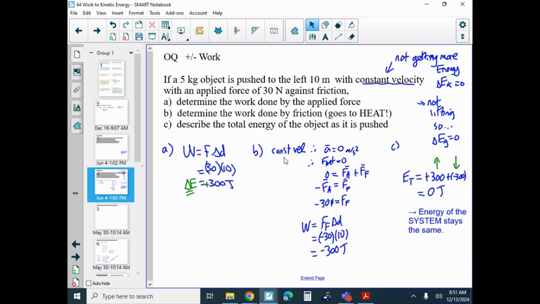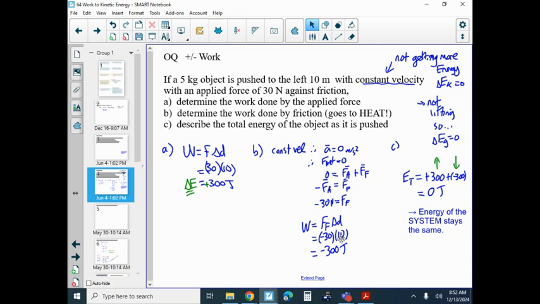And since we're at constant velocity, we know the acceleration is 0, and the net force is 0, and so on. Net force is the sum of all the forces. So it's just the applied force and the friction force. And so if we subtract the applied force on both sides, we know the friction force is 30 newtons in the opposite direction. And so we have this negative 30 times 10 gives us negative 300. So that's the work done by friction, negative 300.